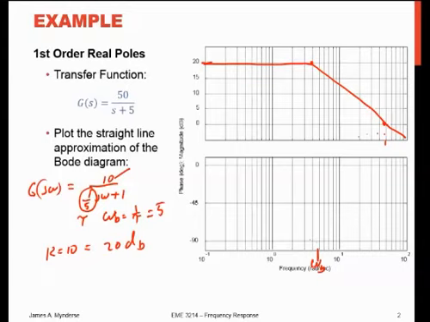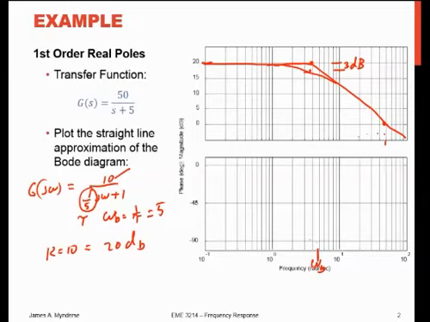I can improve it a little bit even by eyeball, because I know that at this break frequency, my actual magnitude is going to be down by 3 dB. So if I come down to somewhere about there, I can kind of just eyeball fudge it here. So the actual transfer function will look a little closer to that. Okay? That's the magnitude plot.